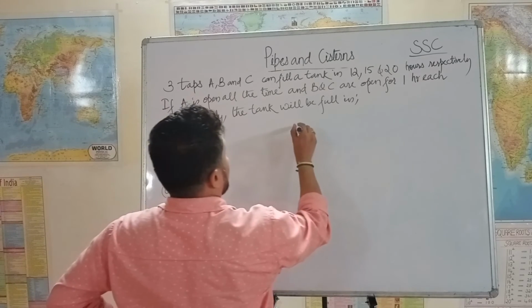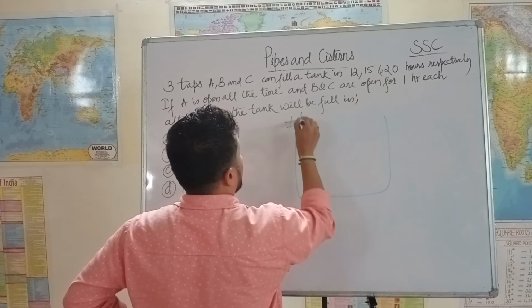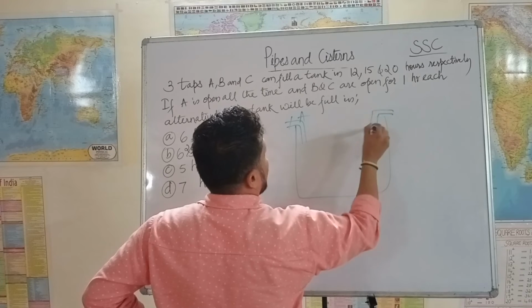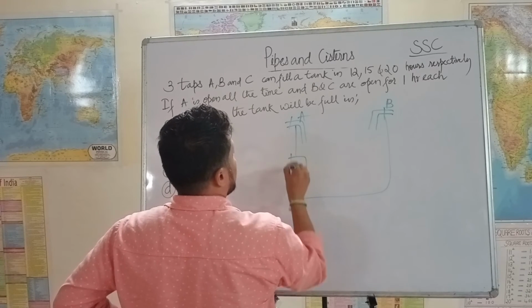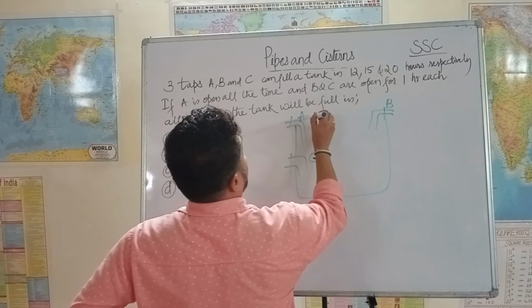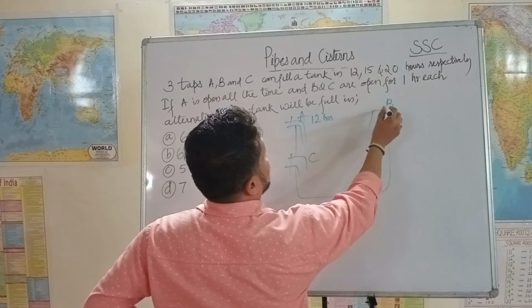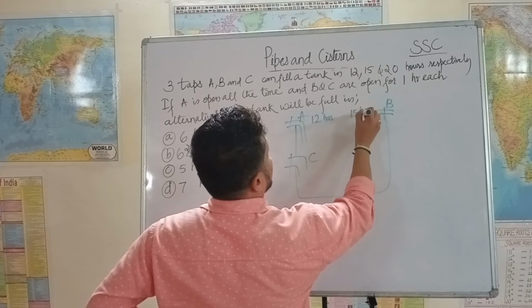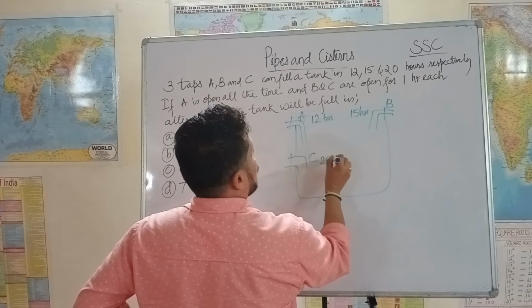See, there is a system. There are 3 taps A, B and let's say C. And A can fill the entire tank in 12 hours, B can fill the entire tank in 15 hours and C can fill the entire tank in 20 hours.